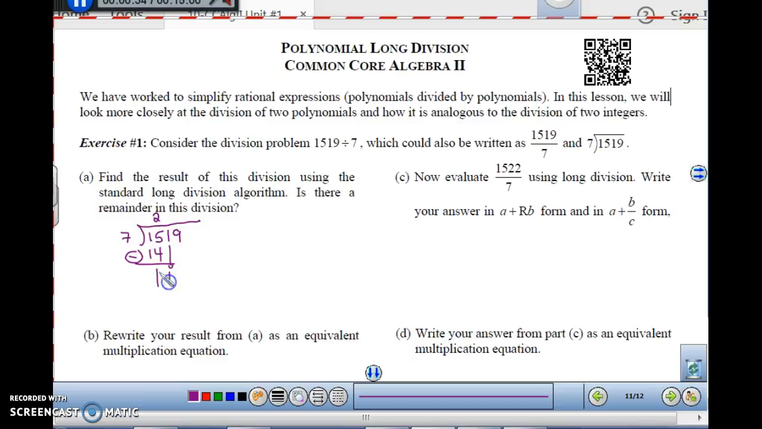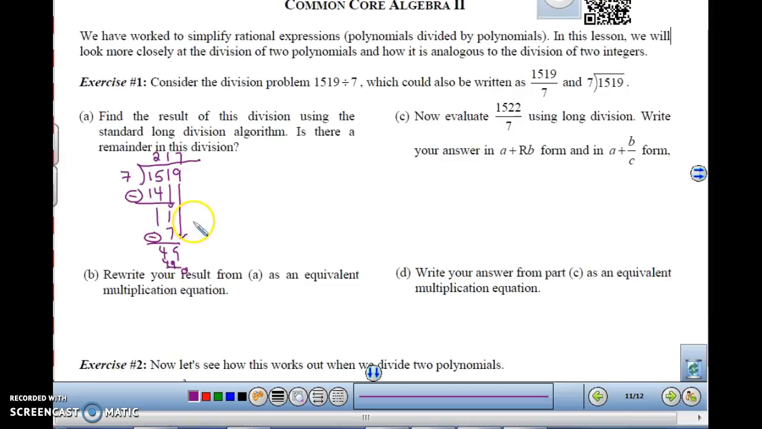Bring down the 1, 7 goes into 11 once, 1 times 7 is 7, do subtraction, 11 minus 7 is 4, bring down the 9, 7 goes into 49 7 times, and my remainder is 0. So what this is saying is 1519 divided by 7 is 217. As a multiplication equation, we could say that our divisor 7 times our quotient 217 is equal to 1519. That's what we learned back in 3rd or 4th grade doing long division.